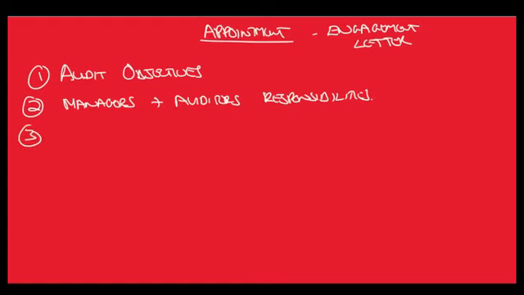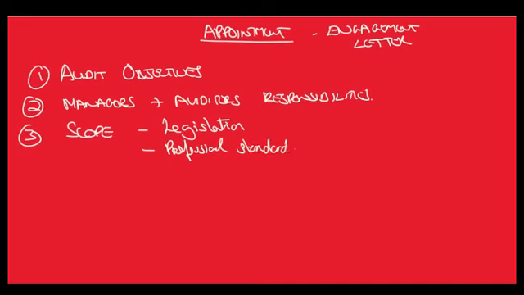Then we're going to have a look at the scope. And what I mean by scope is what legislation there is. If it's a highly regulated industry, what regulations we're following. What professional standards we will use. ISAs, for example. Make it all very clear. Management responsibility, by the way, is of course for the financial statements. They prepare the financial statements and all we do is give an opinion on them.